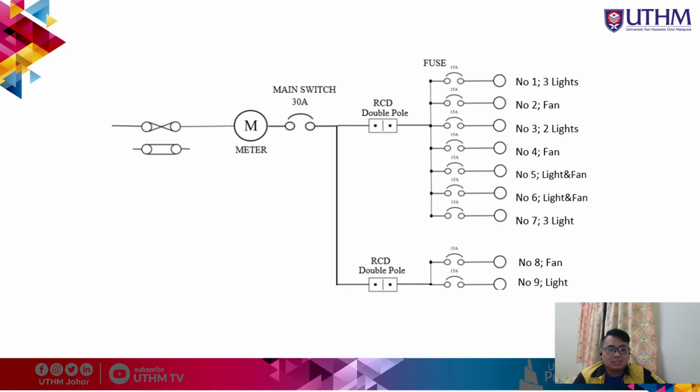So this is the single line power supply circuit. Here is the power supply from the TNB, and it will go through our meter and to the main switch and to the RCD double pole, and lastly to the fuse of each load, which is the load such as light, fan, and others, and so on.